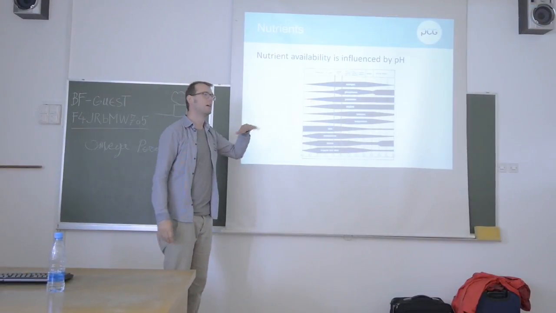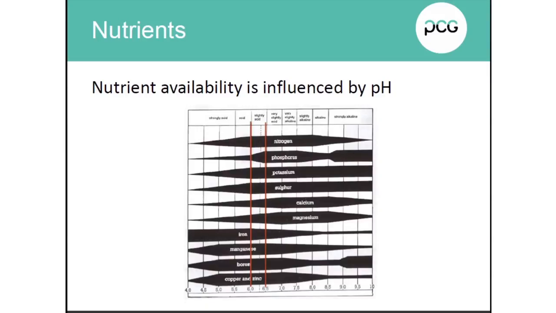Plants cannot take up all the nutrients as effectively at every pH. Some of them are better available at higher pH, others at lower pH. So, for instance, manganese is more available at a lower pH, and iron also. Those are the main micronutrients that can give deficiencies, although they are present in your nutrient solution, if the pH is too high.